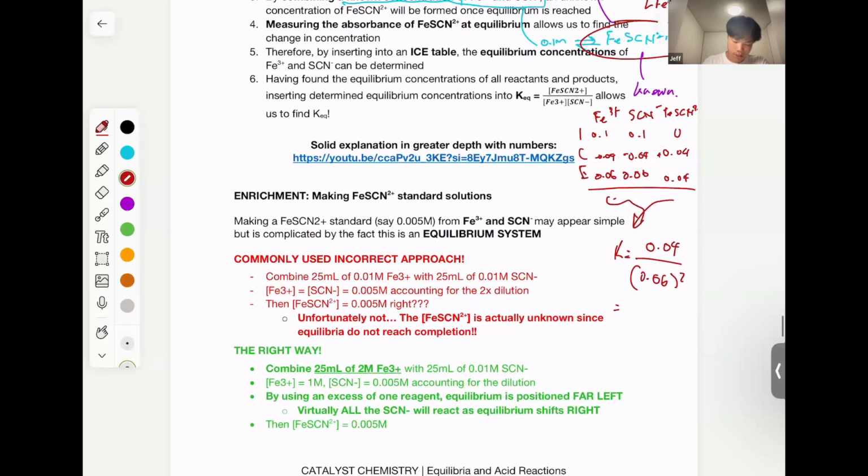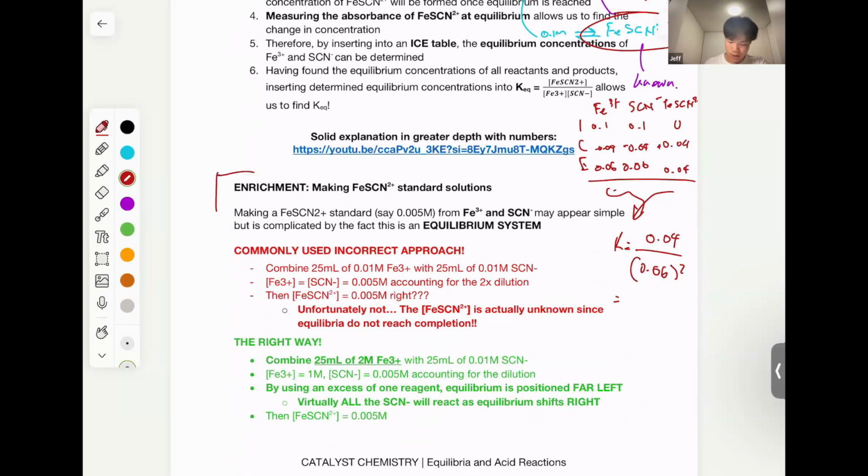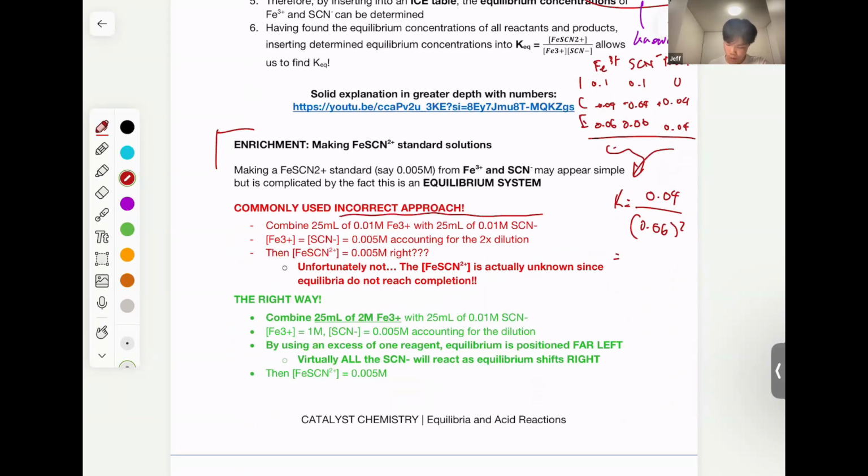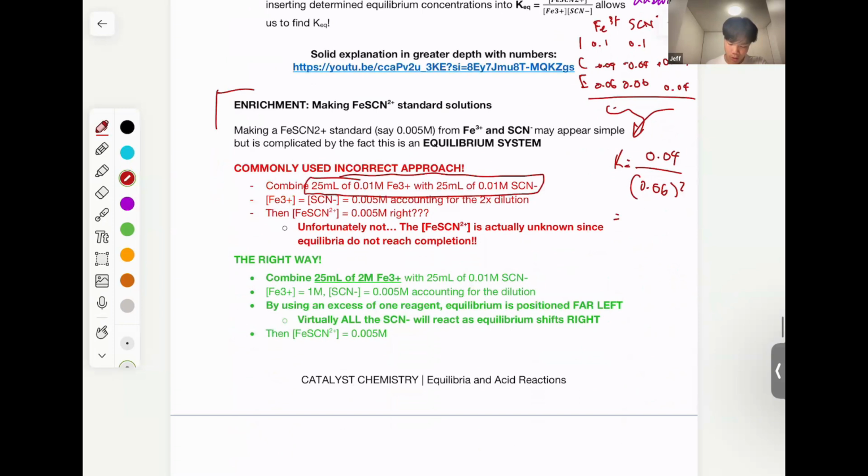There's a final little bit on making iron thiocyanate standard solutions. Just be wary that it's not so simple as combining equimolar concentrations and expecting to get out a known concentration, because as we said, it's going to be a partial reaction only, not a complete one. So the way we get around that is by using a severe excess of one of the two ions.